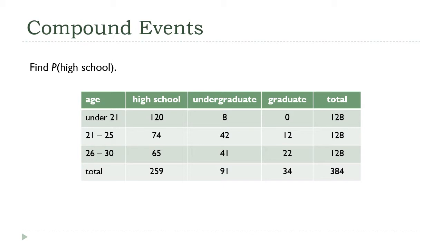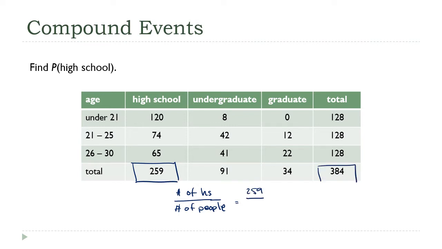So this is the number of high school people divided by the total number of people. How many high schoolers are there? There are 259 people whose maximum education was high school, and there are 384 people altogether in our survey results. So there's the result. Remember, we've talked about this before. Statistics and probability is an applied subject, so we can go ahead and make these into decimals. Three decimal places will usually be sufficient.